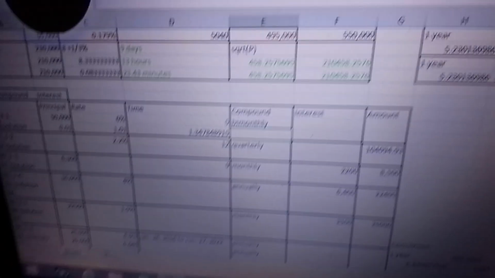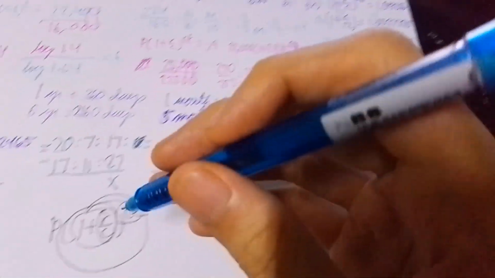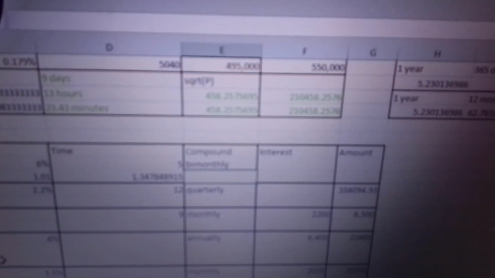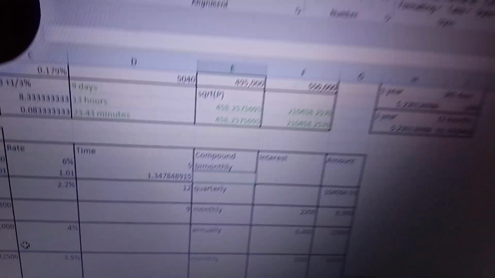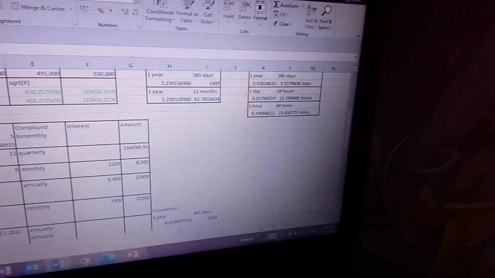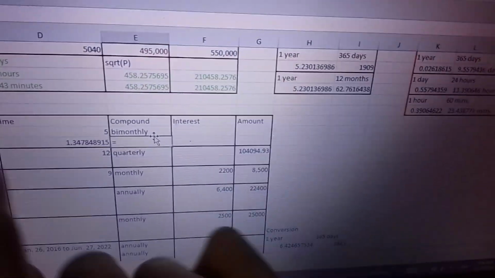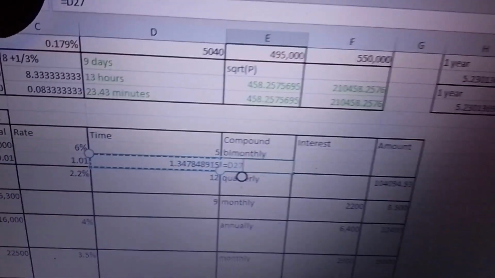Now, remember we've already done the exponent. So, whatever answer we've got here, we've already done the exponent. And then we multiply everything. So, now we have to multiply that by our principal. The principal multiplied by our answer here. So, what do we do last? We have to multiply that with the principal. So, press equal. And then click this cell. And then we multiply that with the principal of 50,000 pesos.